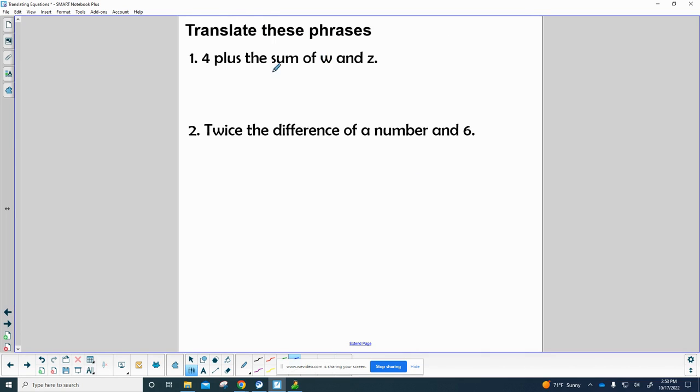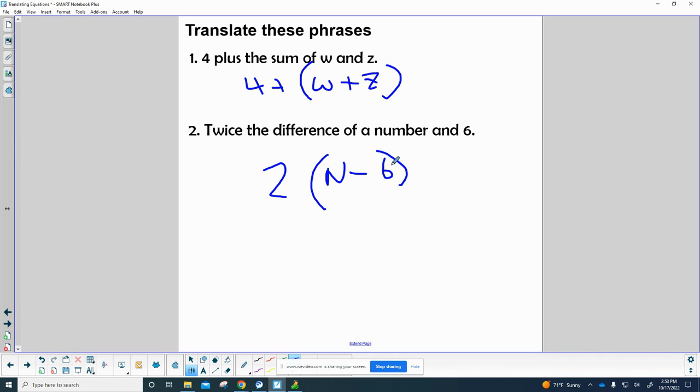Okay, translate these phrases. 4 plus the sum of w and z. In this case, there might actually be some parentheses that will be needed there. Now, twice the difference of a number and 6. So a number and 6. These are the kinds of words and phrases where we could end up with some parentheses as well.